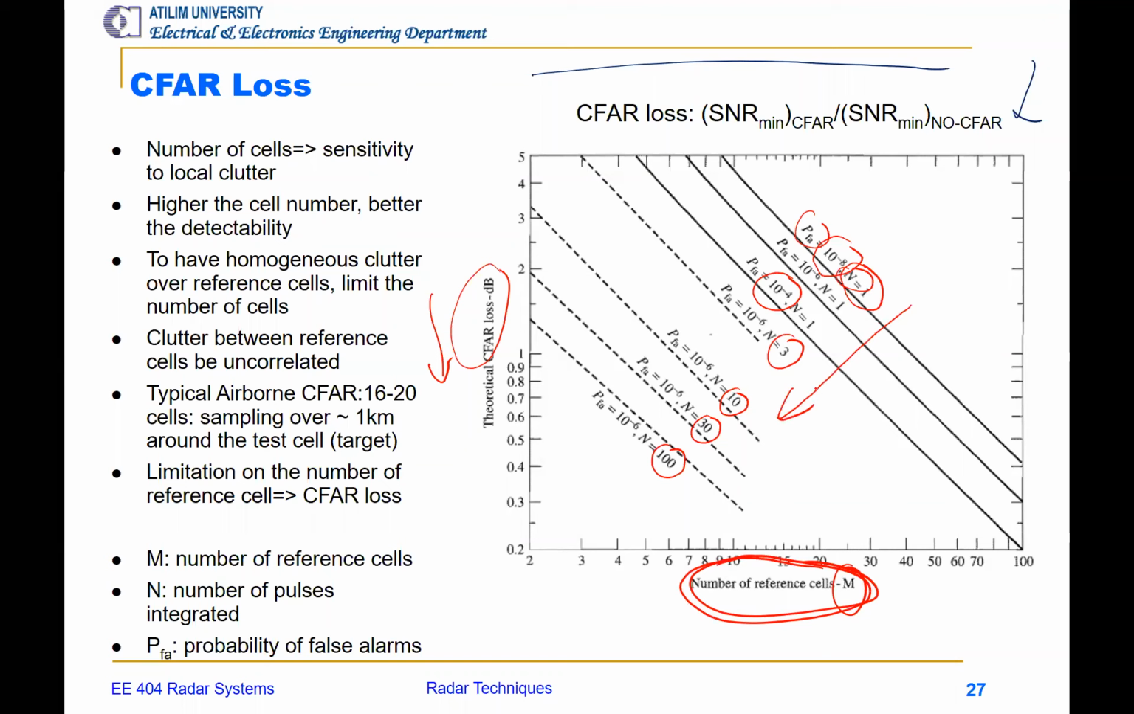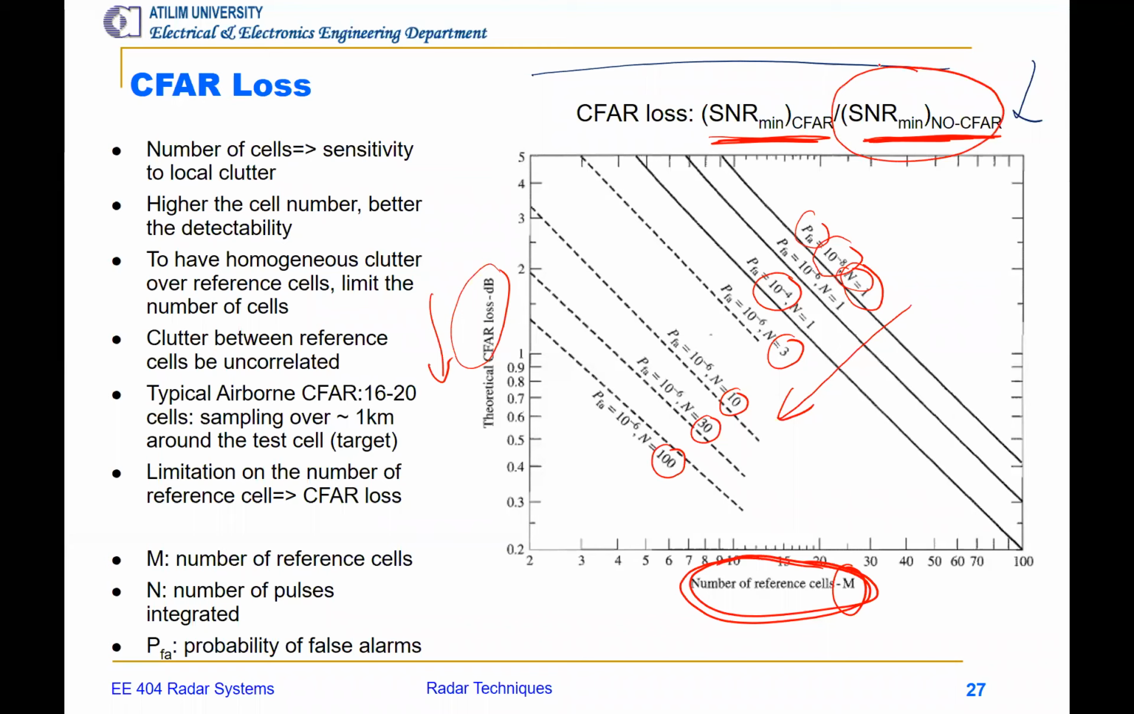So increasing the number of pulses integrated will be decreasing the reference cells. So there is going to be an optimization. We have to determine the probability of false alarm and the number of pulses that we can integrate, and then we can determine the reference cell number accordingly. By the way, CFAR loss is defined as SNR with CFAR divided by SNR without CFAR. Okay?